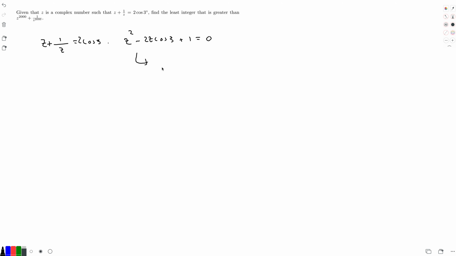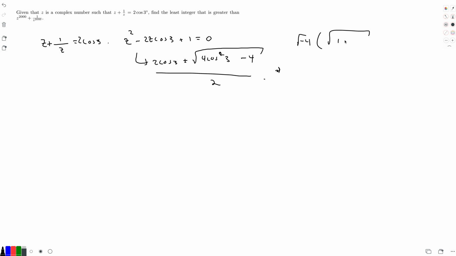Now this is the form of a quadratic, so we apply the quadratic formula to get 2 cosine 3 plus or minus the square root of 4 cosine squared 3 minus 4, over 2. Now for 4 cosine squared 3 minus 4, if we factor out a root 4, we get cosine squared 3 minus 1. But that's not as helpful because we don't know any trig identities to deal with that. So instead we can factor out a root negative 4, and doing so will give us root 1 minus cosine squared 3. And this is way better because this is just sine 3.